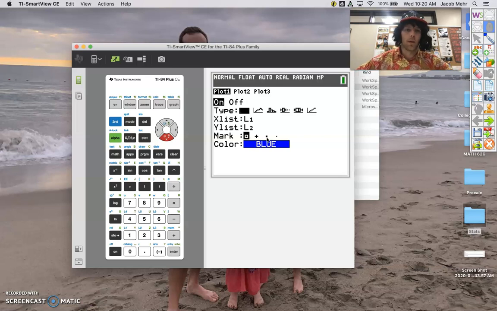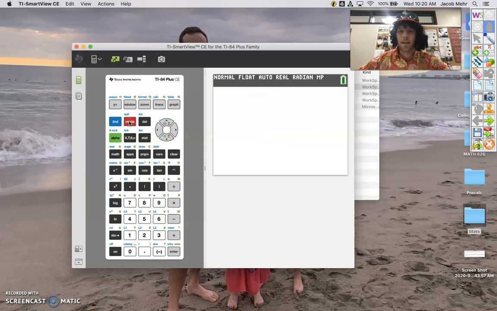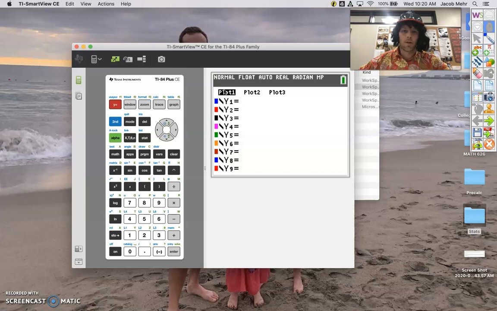Mark, you can choose how you want your points marked. I'm a fan of the square here and color, so on. That looks good. If you quit out of that and just go to Y equals, one thing I want you to notice is that Plot 1 is highlighted, so we can see that it is turned on. It's good to go. Before I hit graph, I should consider my window.